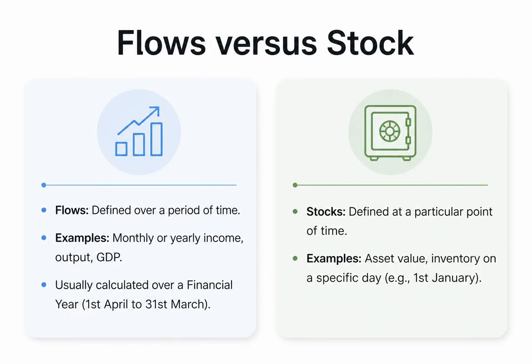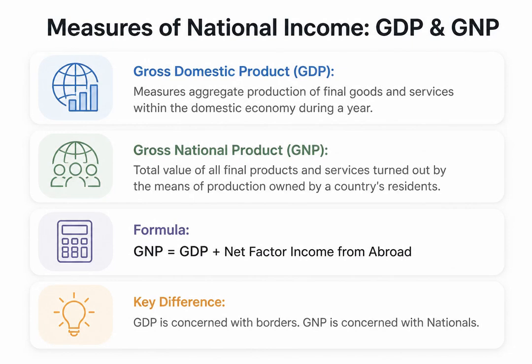It is also vital to distinguish between flows and stocks when analyzing economic data. Flows are variables measured over a specific period of time. For instance, your monthly salary or the country's yearly GDP are flows because they happen over a duration. Stocks, conversely, are measured at one specific point in time. The amount of inventory in a warehouse on January 1st or the total value of your assets today are stock variables. Let us formalize the measures of national income.